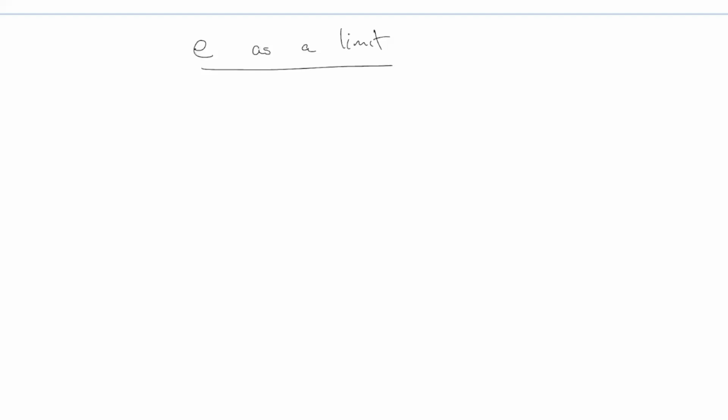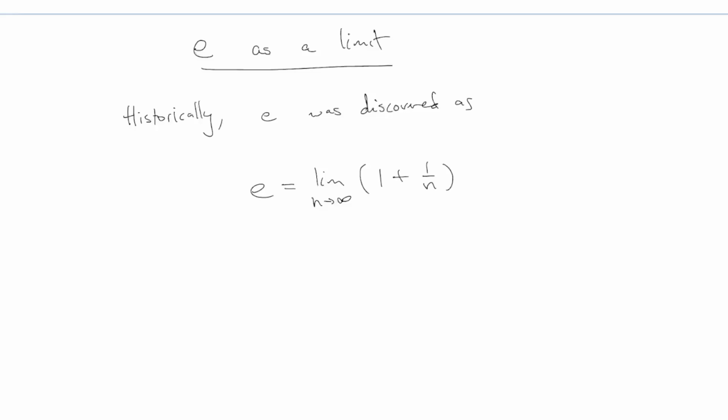So I will just say, historically speaking, and then I want to try and talk about how this connects. Historically, e was discovered as this. It turns out e is equal to this limit. And this is probably how it was originally presented to you in high school, that this is the value of the number e. It is that limit.